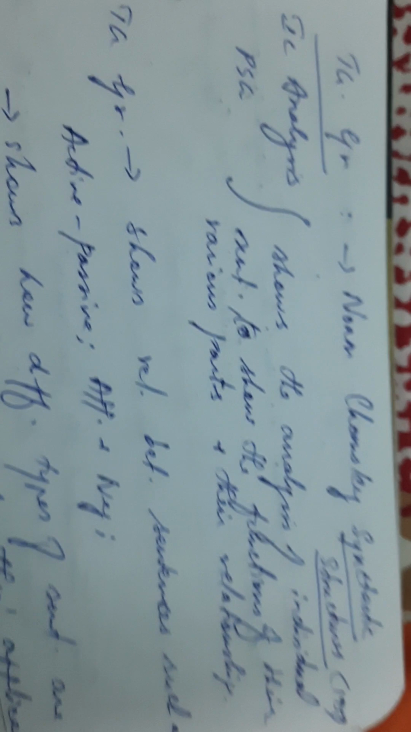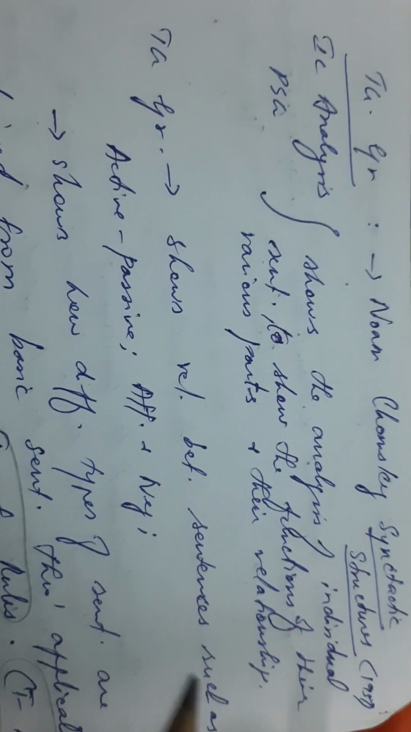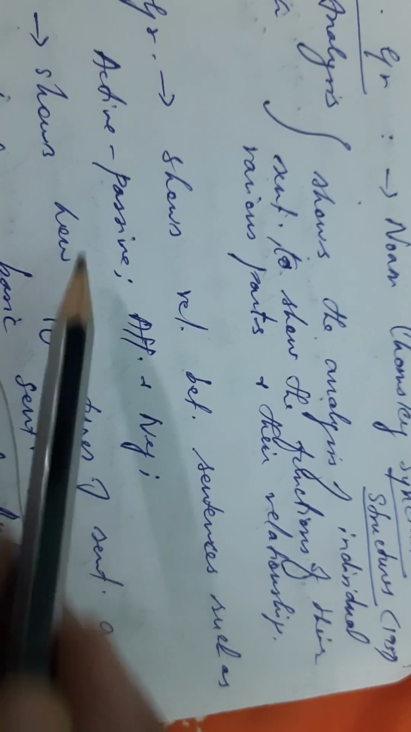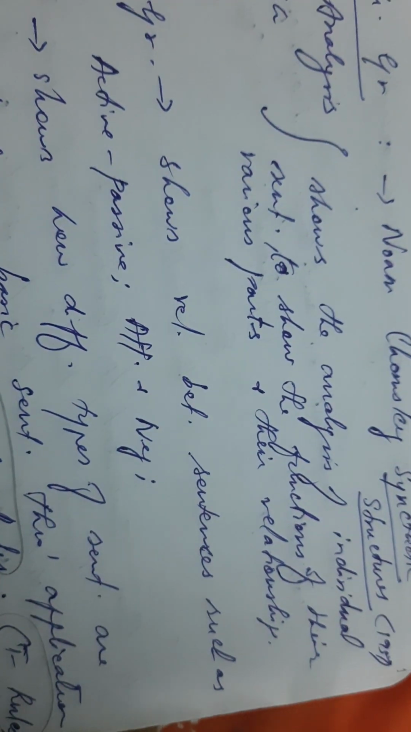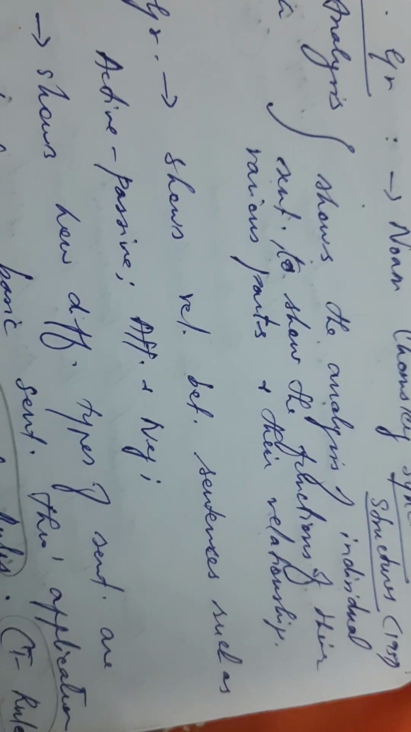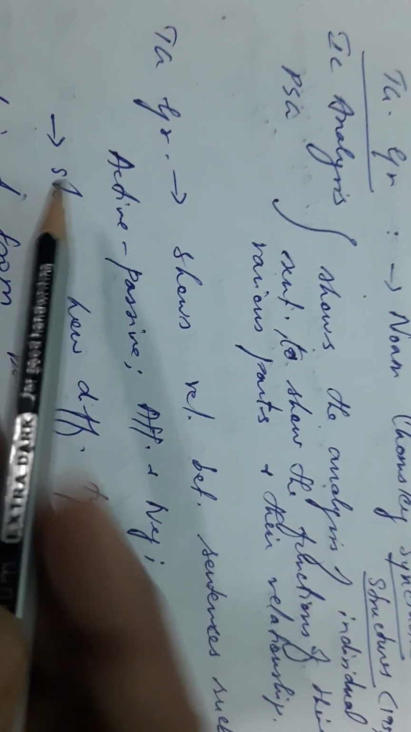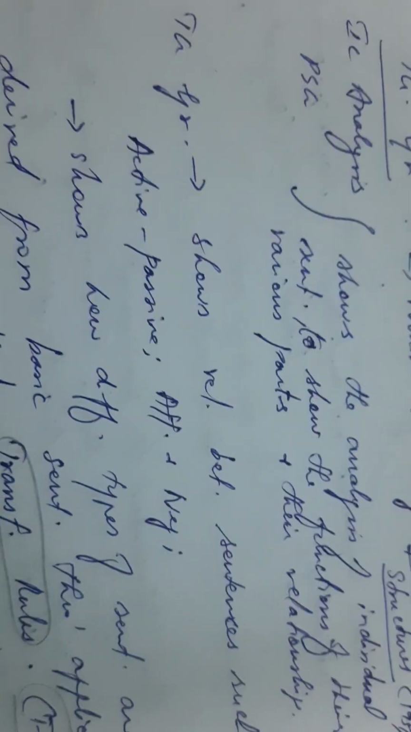So coming to TG grammar, what type of analysis they make is they analyze in such a way to show the relationship between sentences, such as active to passive, affirmative to negative, or declarative to question. So such types of relationships are shown by TG grammar, which was not done by IC analysis and PSG.